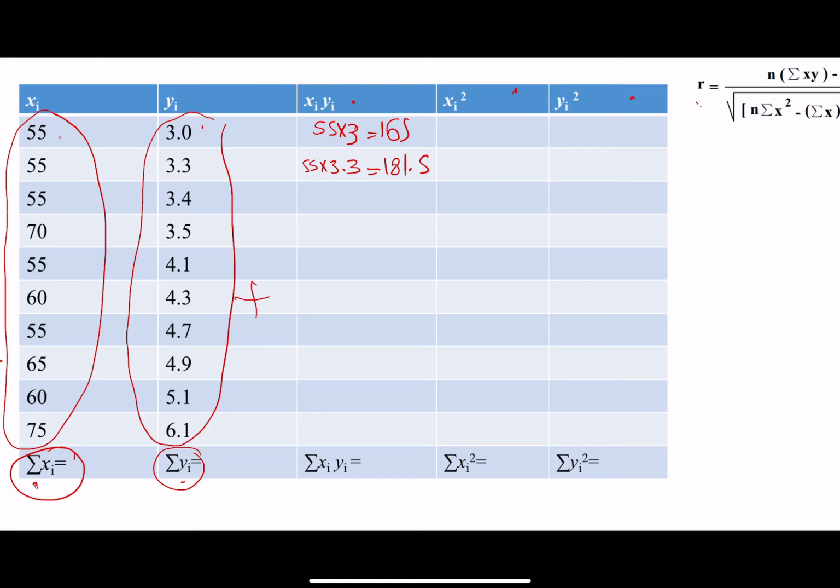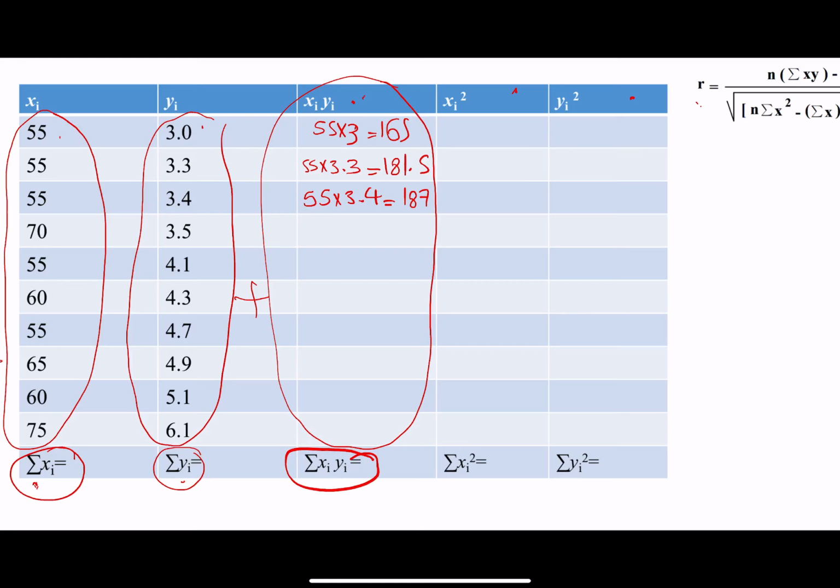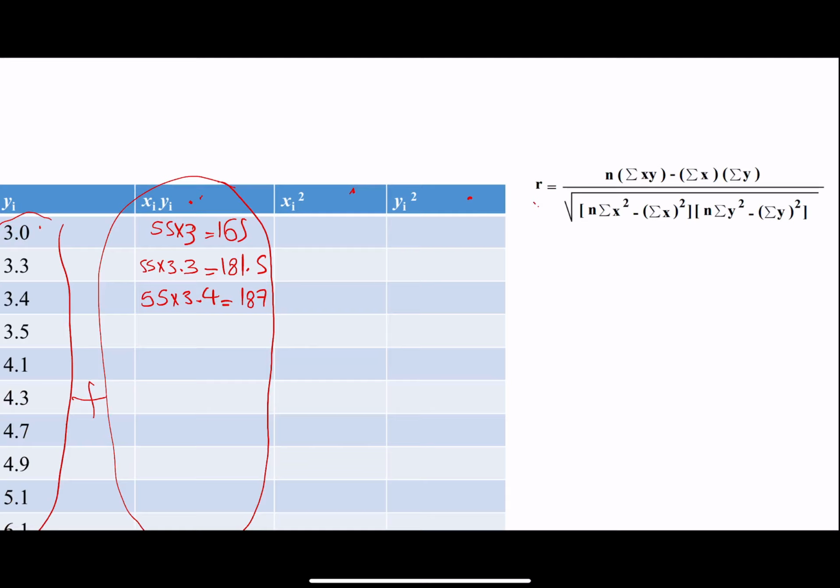Third one, 55 times 3.4, let's see what we get. 55 times 3.4 is 187, and so on. When you have x times y, you complete this column, and you need to add all the values in this column. That's sigma x times y. This is the number that you need to plug into the equation.